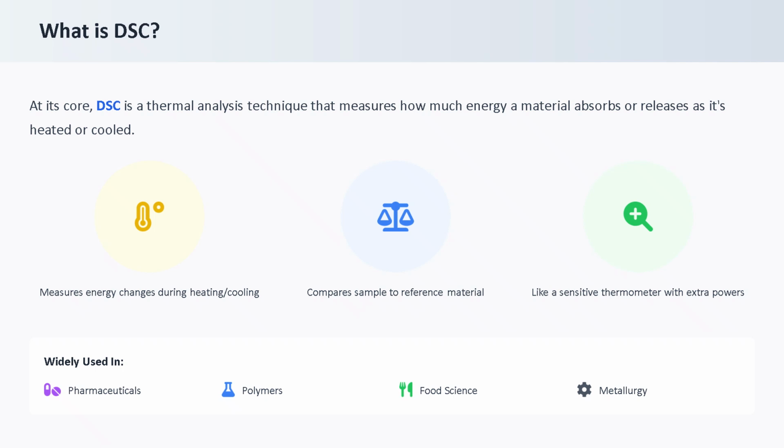At its core, DSC is a thermal analysis technique that measures how much energy a material absorbs or releases when it is heated or cooled. It works by comparing a sample to a reference material under the same temperature conditions. You can think of DSC as a highly sensitive thermometer with extra powers that can detect tiny heat changes inside a material. DSC is widely used in pharmaceuticals, polymers, food science, and metallurgy to study material stability and behavior.